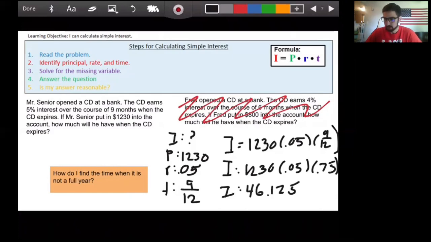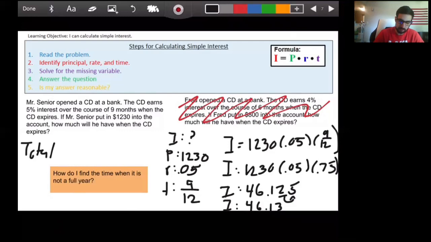46.125. So first I see that this is a little weird because it doesn't look like money, so I'm going to need to round because we're working with money. Money we know goes to the hundreds place, so this is going to end up being 46.13.